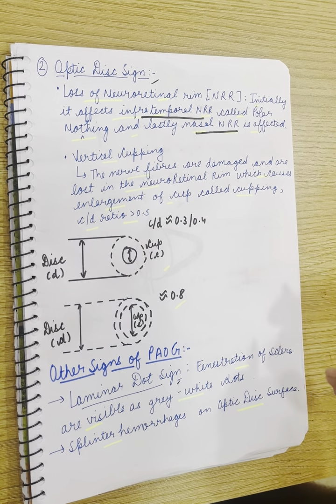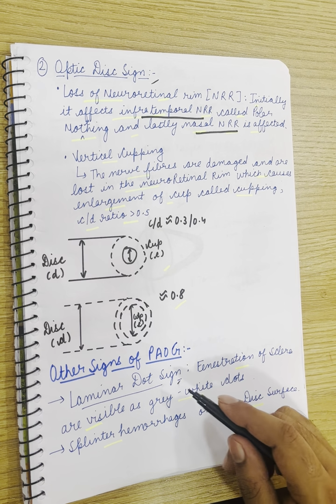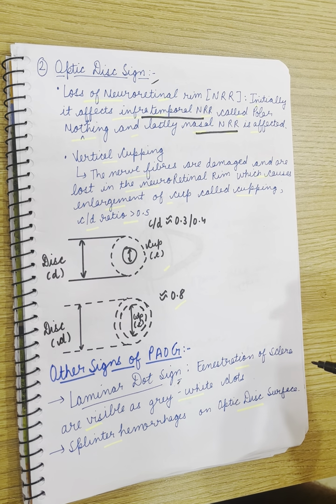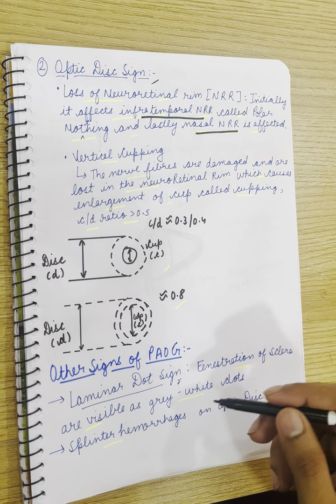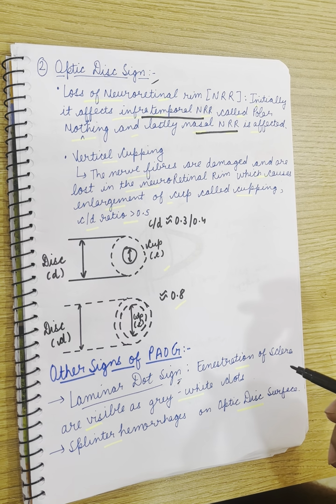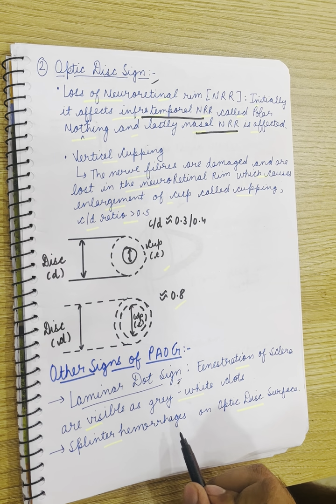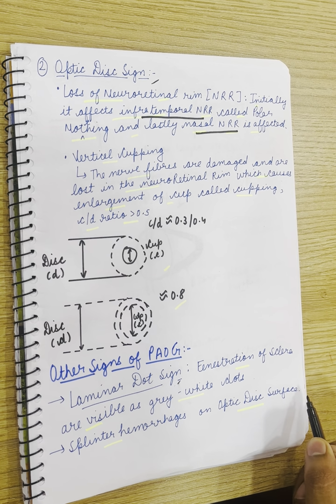The other signs of primary open angle glaucoma are laminar dot signs. This is due to fenestration of the sclera, visible as gray-white dots. How do they appear, laminar dot signs? Gray-white dots on the sclera. And next we see splinter hemorrhages on the optic disc surface. What are splinter hemorrhages? They are small red dots.